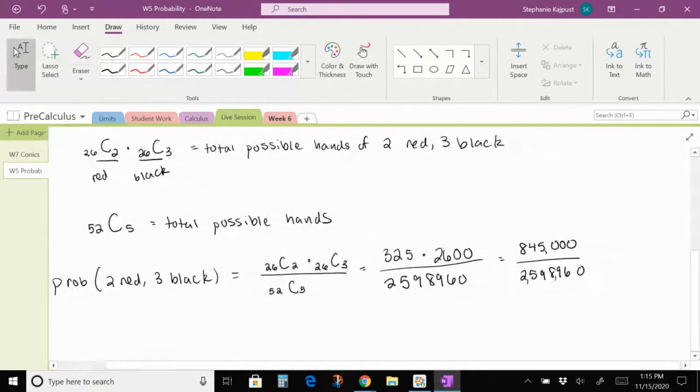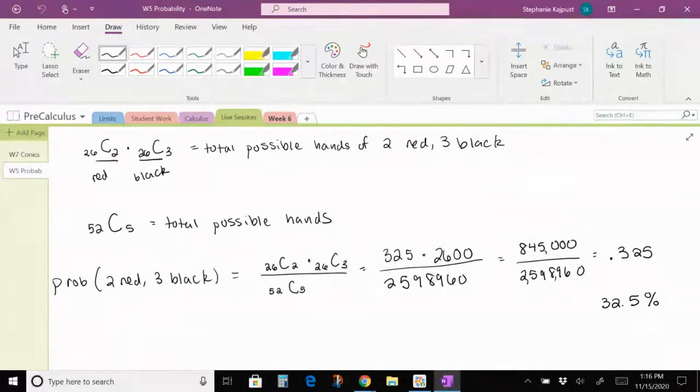And this comes out to 0.325, or about 32.5% of getting a hand of 2 red and 3 black, which makes sense because you basically have half of your deck red, half of it black. So the probability of getting a hand, if you're just looking at those colors, should be relatively high, because we don't care about whether they're specific suits or numbers. We're just looking at flat out the color.